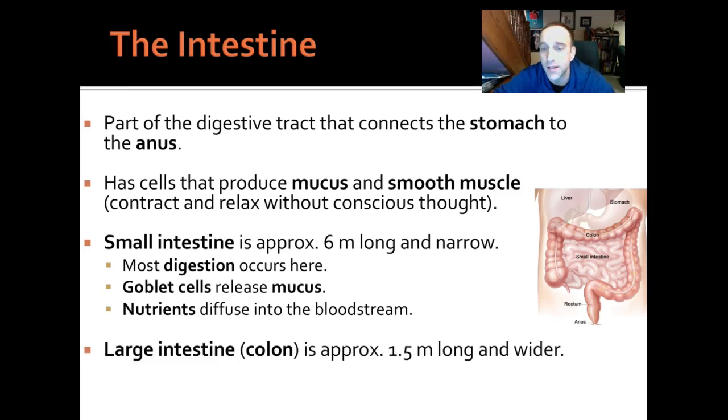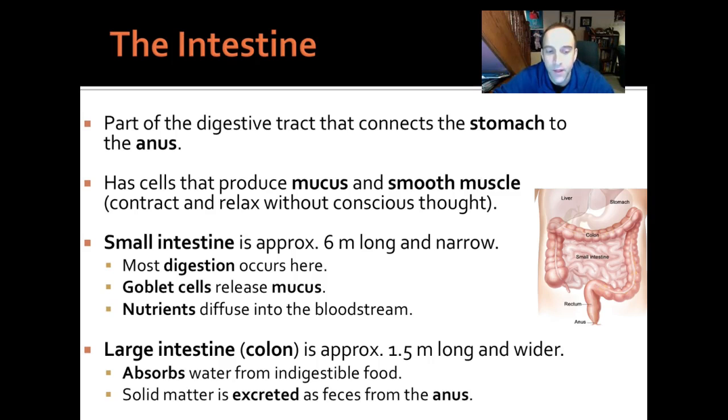The large intestine comes next. It's about 1.5 meters long and wider. It absorbs water from the indigestible food to prevent dehydration. Take a moment to think about why the small intestine, if it's 6 meters long, is called small, and the large intestine at 1.5 meters is called large. The function of the large intestine is to excrete feces from the anus.